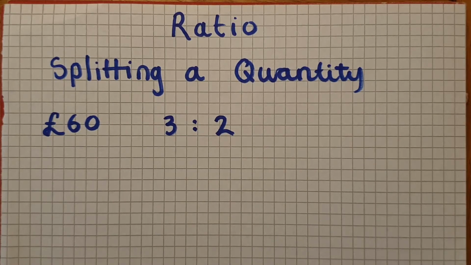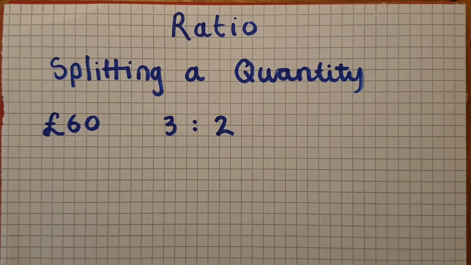Today's lesson is about splitting a quantity using a ratio. So we've done that in class not so long ago, and we looked at splitting an amount of money between two people. Now, if they're not going to split it exactly the same amount each, one person gets more than the other, then we're going to have to work out how much each person is going to get.